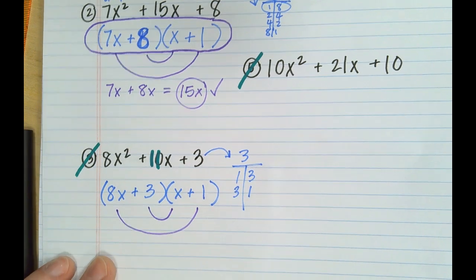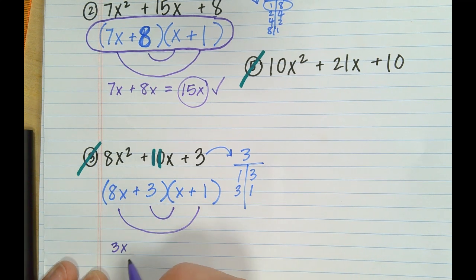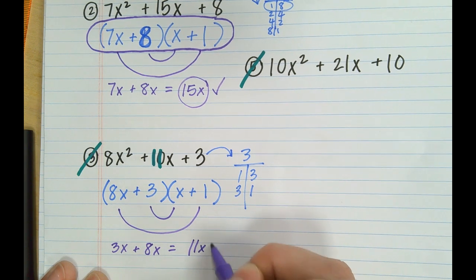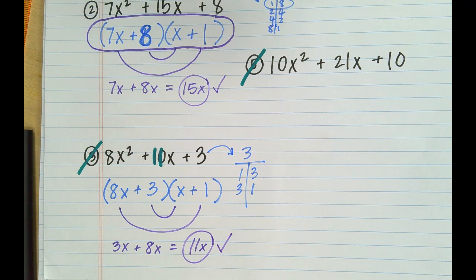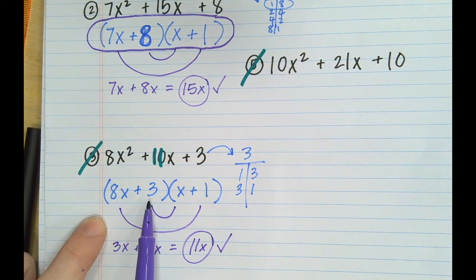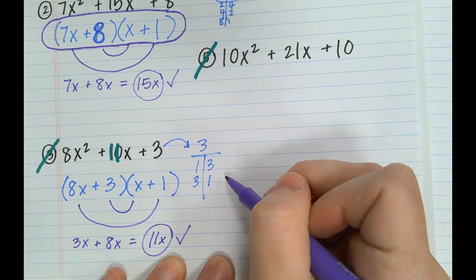So 3 times x is 3x. 8x times 1 is 8x. 8, 9, 10, 11. We get 11x. I put it in there the other way. It means the right way. So do you mean you did 8x plus 1 and x plus 3? Well, let's check. Let's see what would happen if we did that.